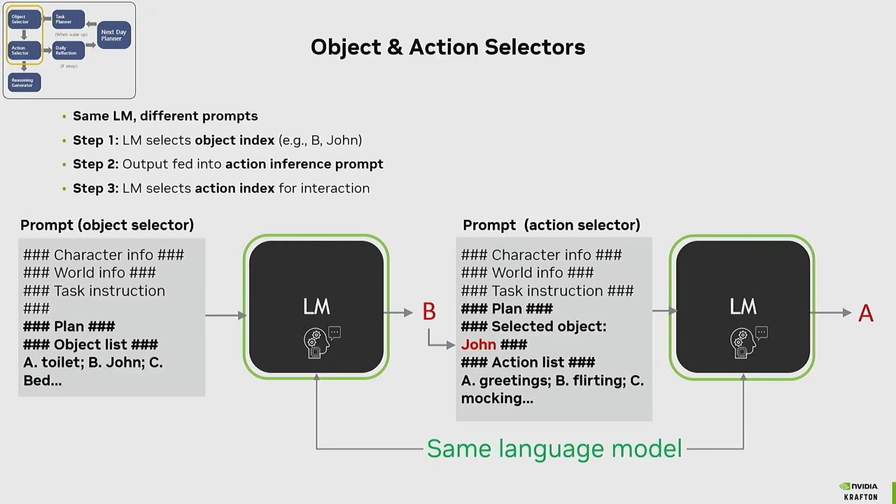Okay, so this is how the object selector and action selector agent work. They use the same language model, but with different prompts. First, we give this information such as character information, world information, task instruction, plan, object list. Then the language model selects the index of the object to interact with, let's say B, John. Then we feed this output into the action inference prompt where the large language model selects the index of the interaction to perform with the chosen object. In this case, the action selector will choose greetings. So the action will be greetings to John.